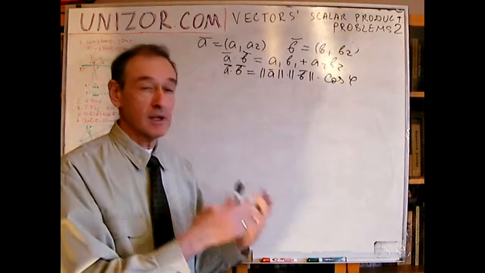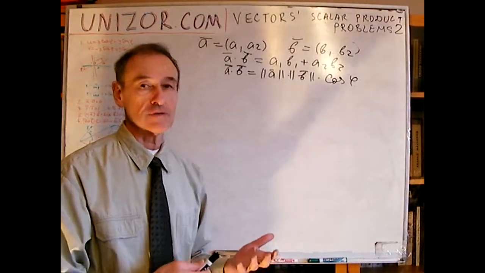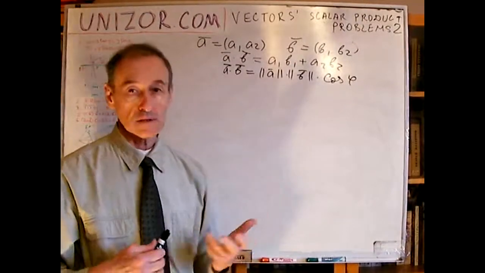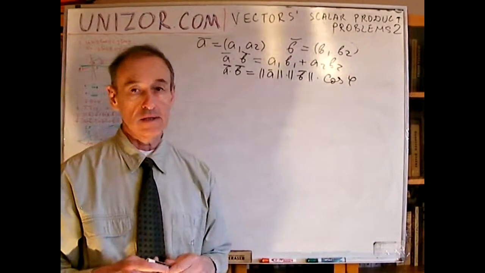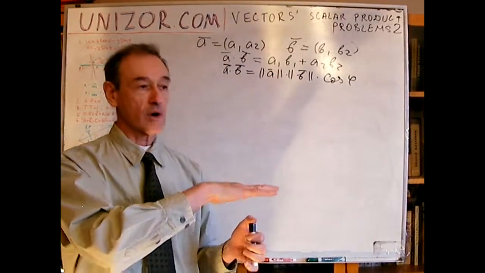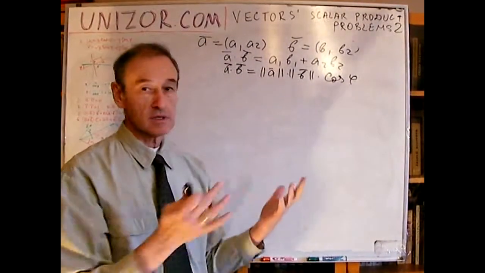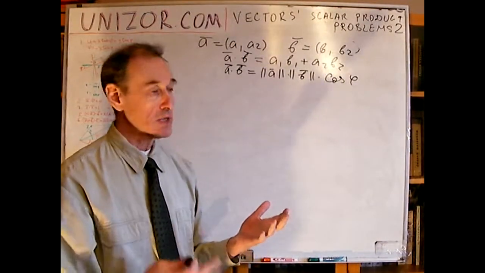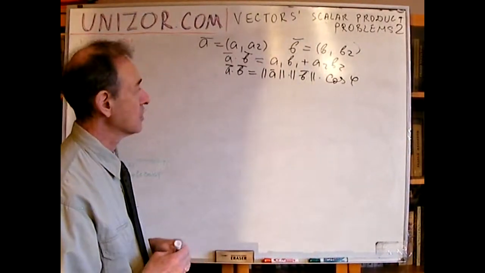So basically, from the conditions of the problem itself, this rule follows, because it depends only on the lengths and the angle. So no matter how we rotate the coordinate system or reflect it relative to some axis, the length of the vectors is not changed in these transformations, and the angle between them is not changed either.